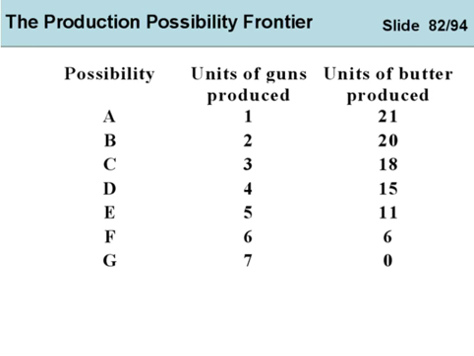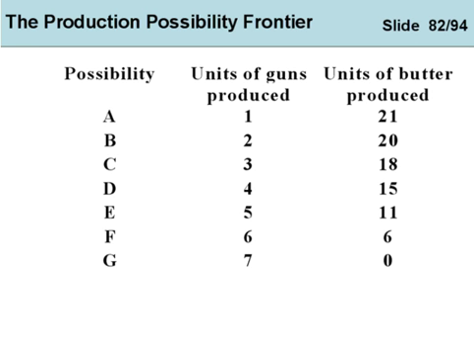C, you have got more guns. Combination C, you've got 3 guns, 3 units of armaments, so many ships, so many tanks, and so on, and 18 units of consumer goods, 18 units of butter. And it goes all the way down to G, where you've got maximum production of armaments and no consumer goods. Well, quite silly actually, because most of the population would have starved to death because we're not producing anything.